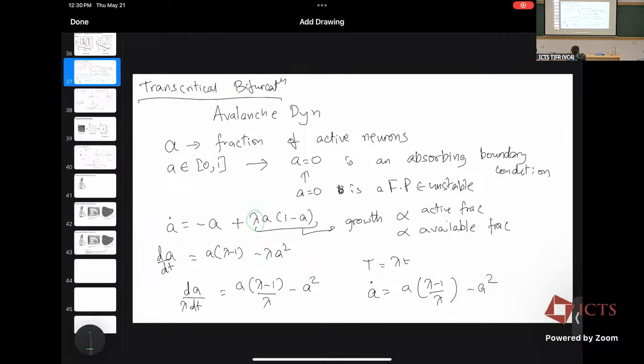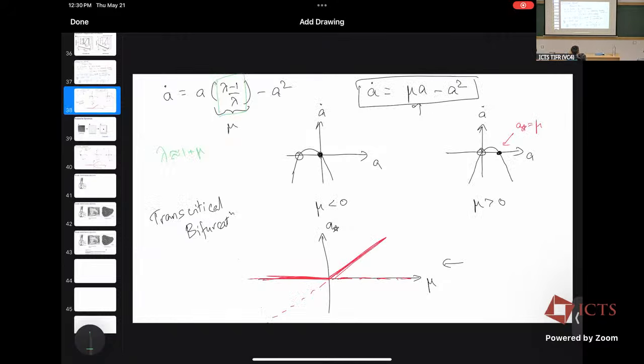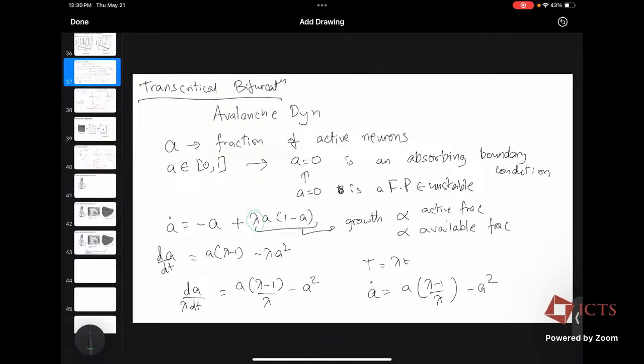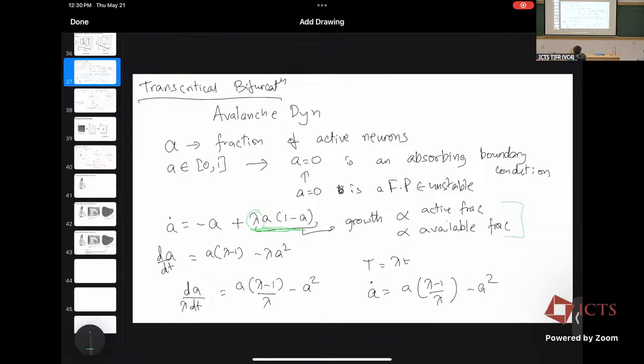So larger and larger mu, that is to say as mu exceeds 1 and goes higher and higher, it's just saying that it's more and more easy for activity to spread as long as I have availability. The growth rate is very fast. Does that make sense? Yeah, that got it.